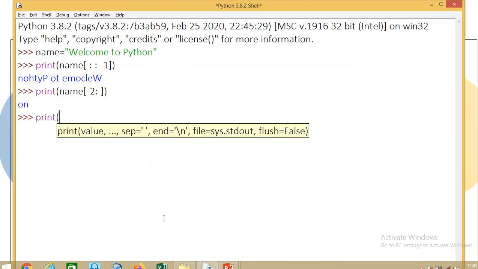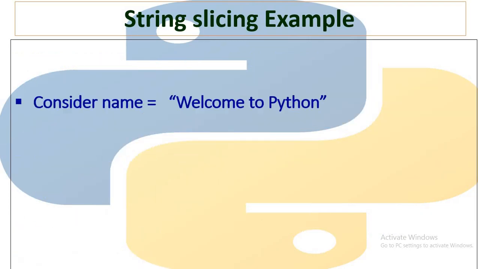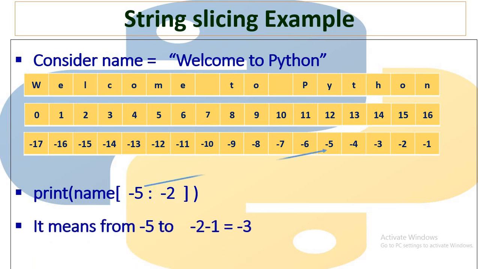So print name, start is not mentioned, end is given -2. Then it will print all the characters by excluding the last 2 characters. And then this is the simple one. Start is mentioned, end is mentioned. String is always printed in the left to right fashion. So -5, this is the start. -2 end means end is not -2, it is -2 -1, so -3. So it will print YTH, this much part.